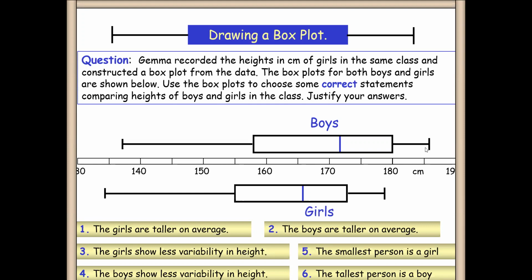Yes, sir. So now let's come back to number one, which we said no to. The question in number one says the girls are taller on average. Now remember, the box is not showing us in terms of your averages. How would we find the average?